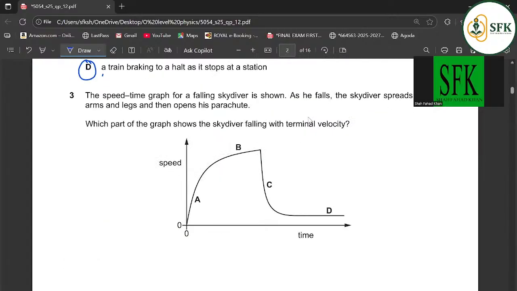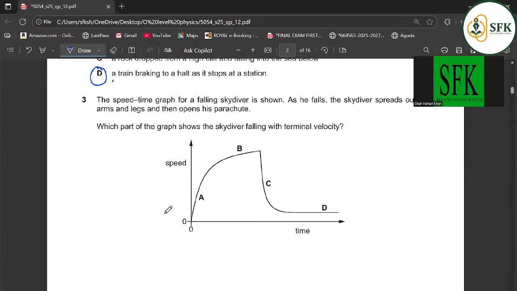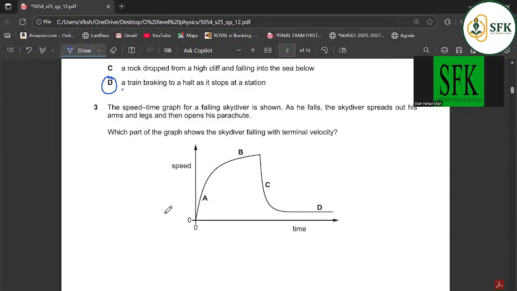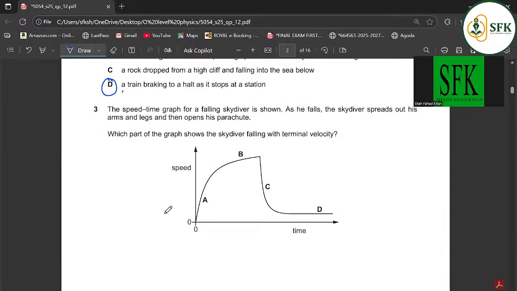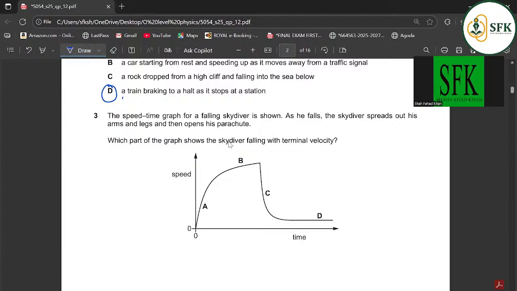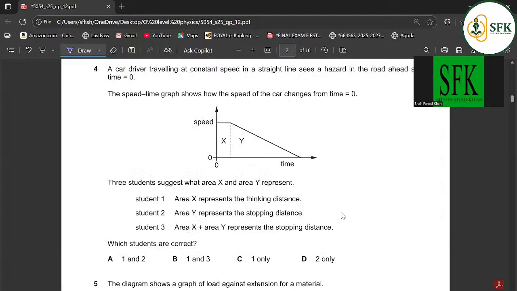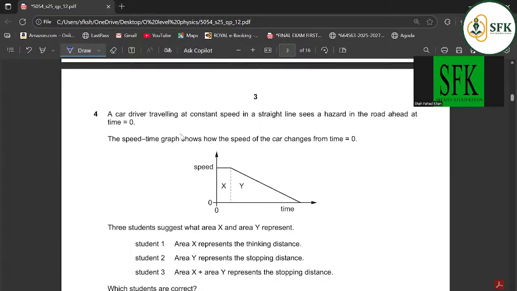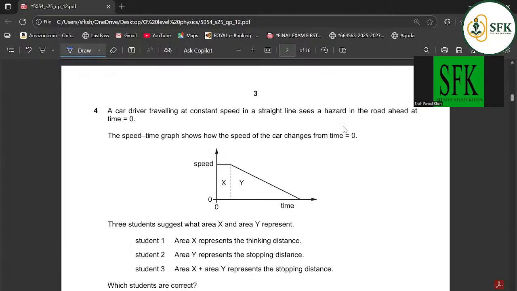Then question three. A speed time graph of a falling skydiver is shown. As he falls, the skydiver spreads out his arms and legs and opens the parachute. Terminal velocity is asked. Terminal velocity is the final constant velocity with which he will hit the ground after opening the parachute. So the only constant velocity throughout the graph is option D. Right? You guys can see that the speed is staying constant at option D. That's why D.